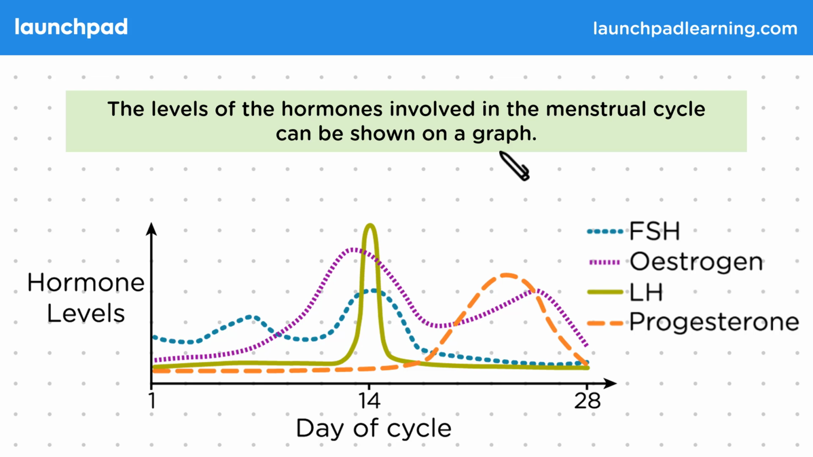So then with this graph, you can see on the x-axis, we have the day of cycle going from day 1 to day 28 and hormone levels on the y-axis. The blue dashed line shows FSH, the purple dashed line shows estrogen, the green solid line shows LH, and the orange dashed line shows levels of progesterone. So what does this graph show us?